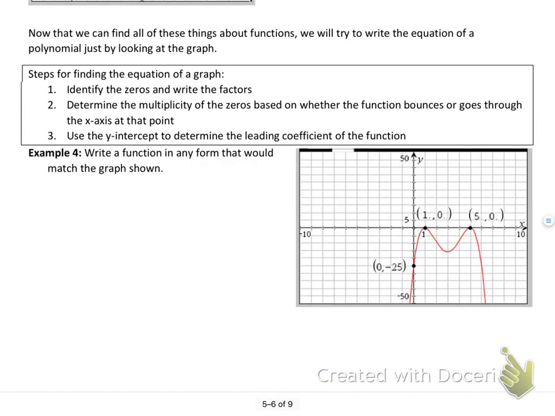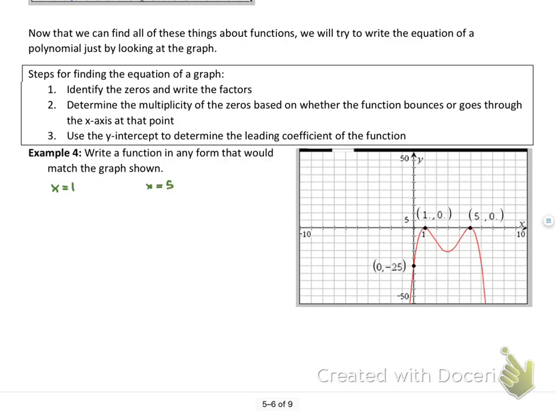Now, we're going to take all of these things and put them all together. We're going to write a function that would match the graph shown. We know some things, and it would just have to match in some way, shape, or form. So first, just based on the number of zeros, it touches the x-axis at 1 and then bounces off, which means that one of the zeros is going to be x equals 1. The other one is going to be x equals 5.